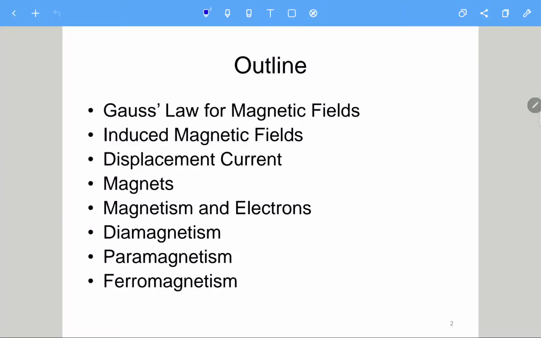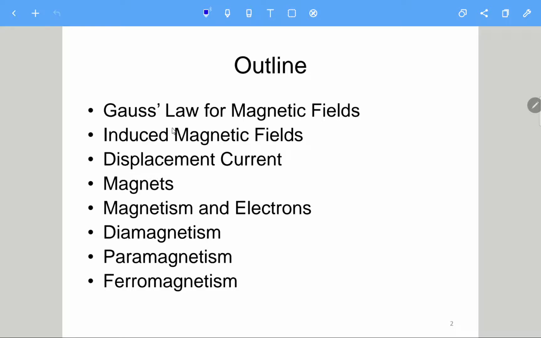So the first half of the chapter will introduce the Gauss law for magnetic field, and also it will do some modification to the Ampere's law. In this textbook, it is called the Ampere-Maxwell law. So it adds another term on the right hand side of the Ampere's law.